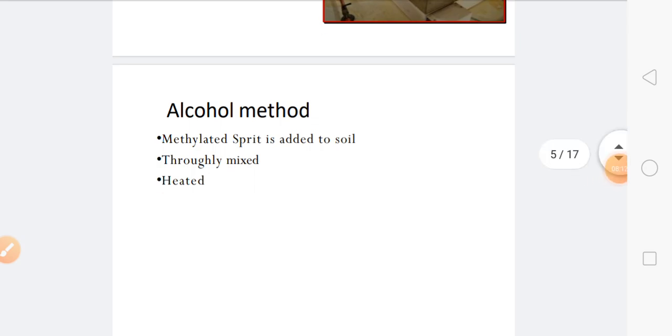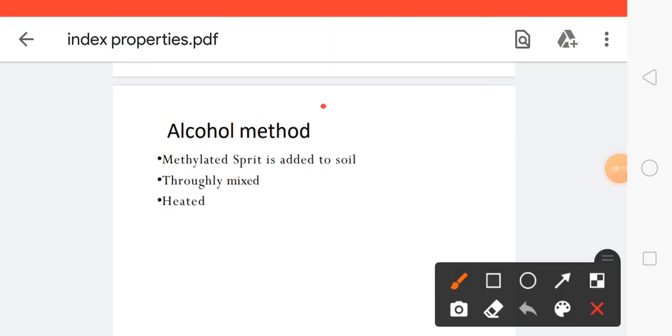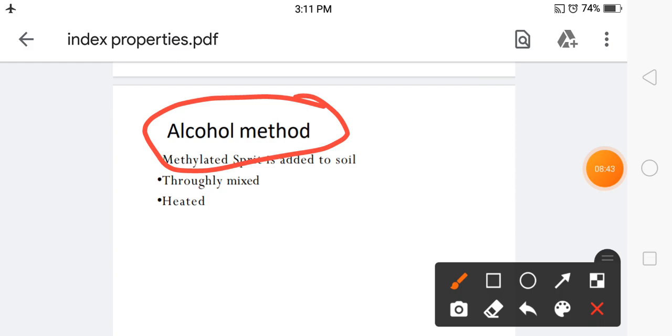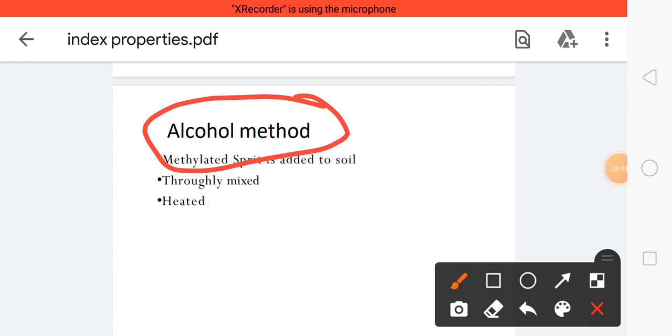The next method is the alcohol method. Again, this is a field method. The wet soil sample is kept in an evaporating dish and mixed with a sufficient quantity of methylated spirit. The dish is then properly covered and the mixture is ignited. The mixture is kept stirred by a wire. Since there is no control over the temperature, it should not be used for soils containing a large percentage of organic matter or gypsum.